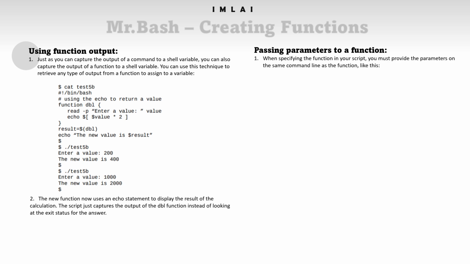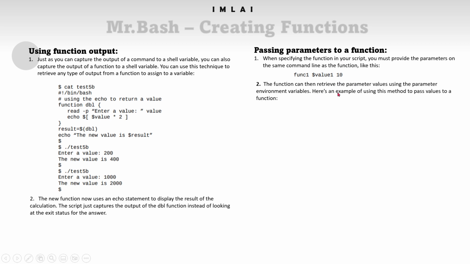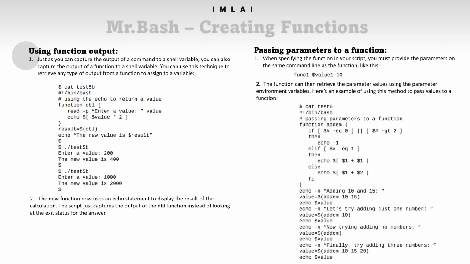When specifying the function in your script, you must provide the parameters on the same command line as the function, like this. So just look into the following command. function1, and then the value1 is a variable, and 10 should be assigned as a parameter to that. This function can then retrieve the parameter values using the parameter environment variables. So here is an example. Of course this is a big example.